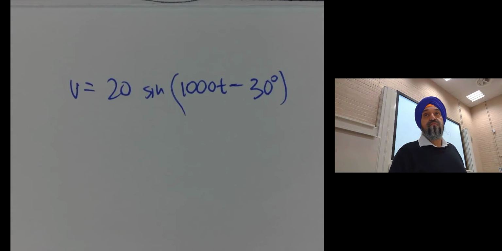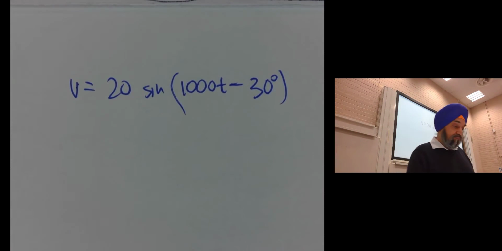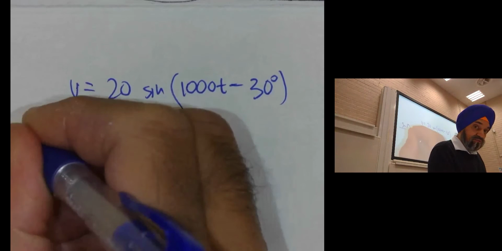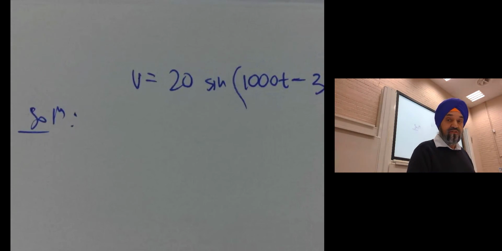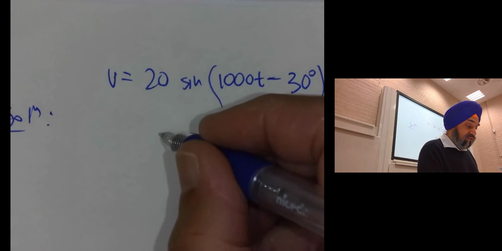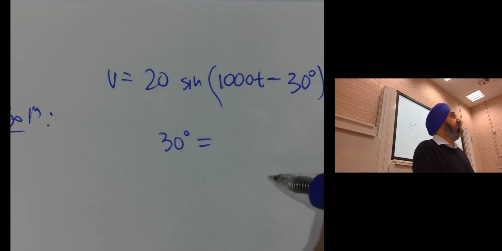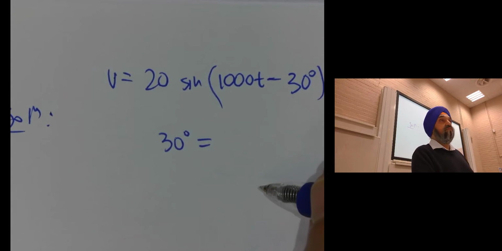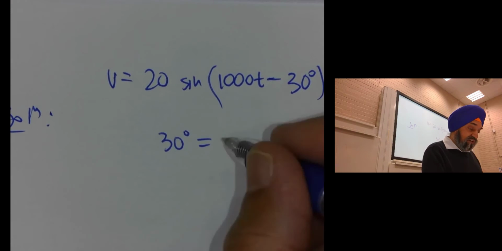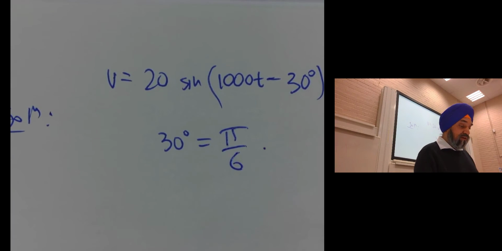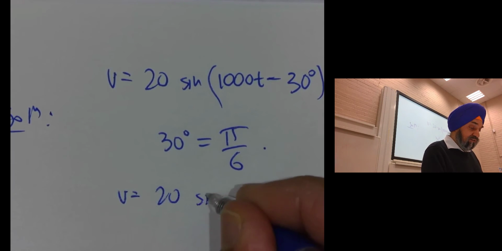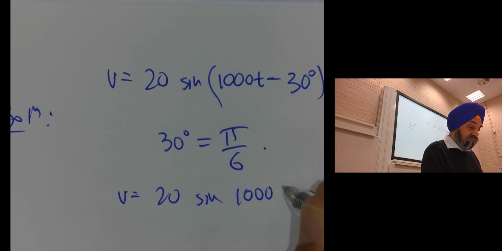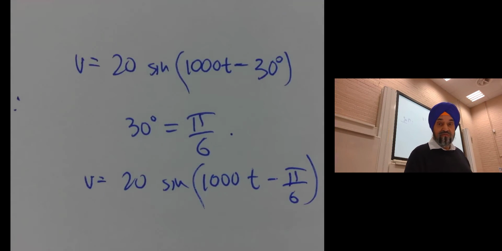Okay, first we convert the 30 into radians. So 30 degrees, what is that in radians? You know this one inside out. Yeah, pi over 6, well done. So we can write V is equal to 20 sine (1000t minus pi over 6).